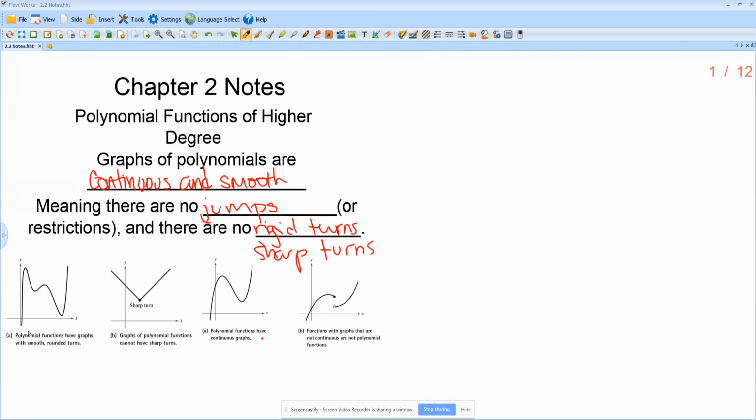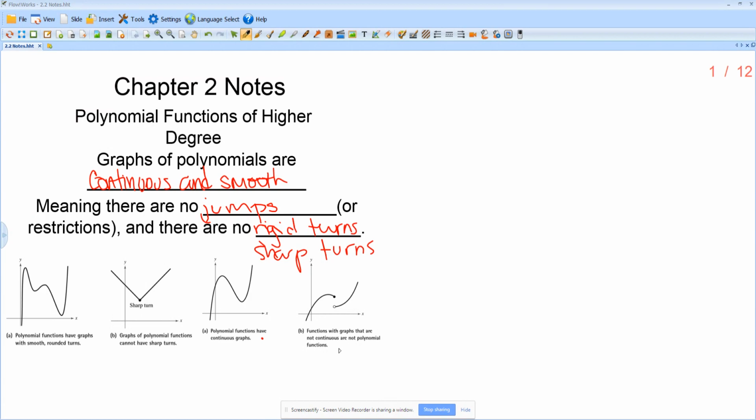So looking at these, letter A, this represents a polynomial function because it has smooth, rounded curves. Part B, this does not represent a polynomial function. While it is continuous, I could draw this without picking up my pen, it comes to a rigid turn where I'm taking like that jagged edge. Here, part A, we have a continuous graph. You know, I could draw this without picking up my pen. It just goes smoothly throughout there.